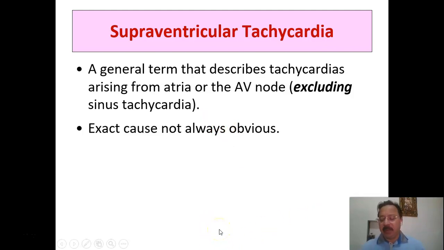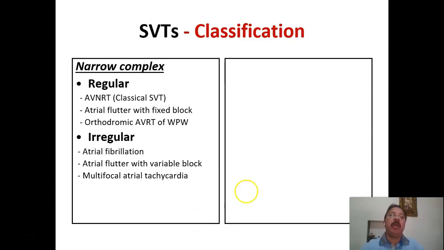Exact cause not always obvious. So supraventricular tachycardia can be narrow complex, can be wide complex. Narrow complex are regular and irregular. Regular ones are atrioventricular nodal reentrant tachycardia, which is also known as classical SVT. It may be atrial flutter with fixed block and orthodromic atrioventricular reentrant tachycardia of WPW syndrome, and we will learn soon about these different SVTs. Irregular narrow complex SVTs include atrial fibrillation, atrial flutter with variable blocks, and multifocal atrial tachycardia.